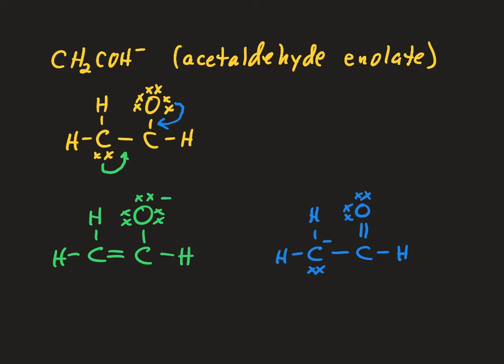So again, we have created two resonance structures, but in this case we've created two non-equivalent resonance structures. Here the negative charge is on an oxygen. Here the negative charge is on a carbon. Now, in each resonance structure, everything has an octet, but since they both have an octet, the negative charge being on the more electronegative atom makes this left structure the preferred structure, what we consider the more stable resonance form.